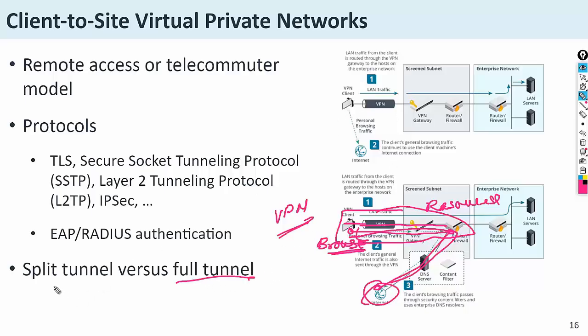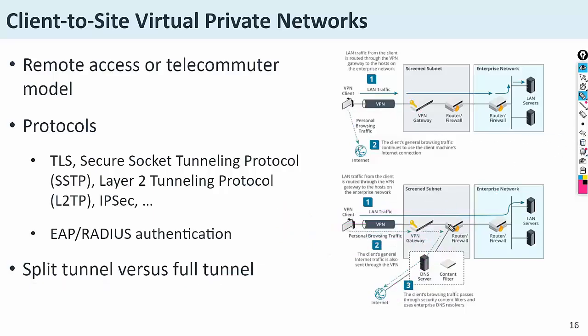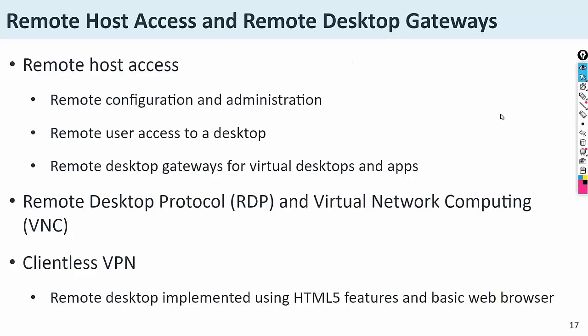Another is split tunnel, where only one tunnel is used for accessing the resource, and browsing will be direct, or the client will browse the website directly without the tunnel. Okay, when the data or browsing goes through the tunnel, it is known as a full tunnel VPN. So how will you access the remote host computer?